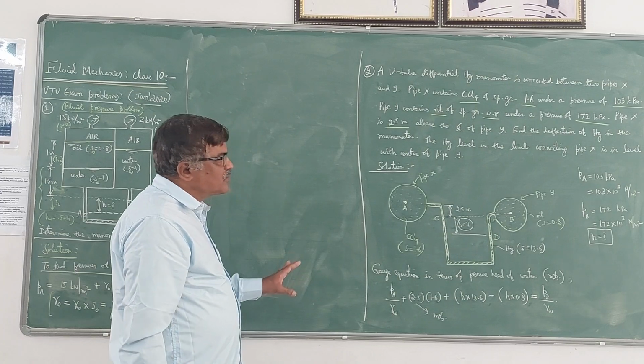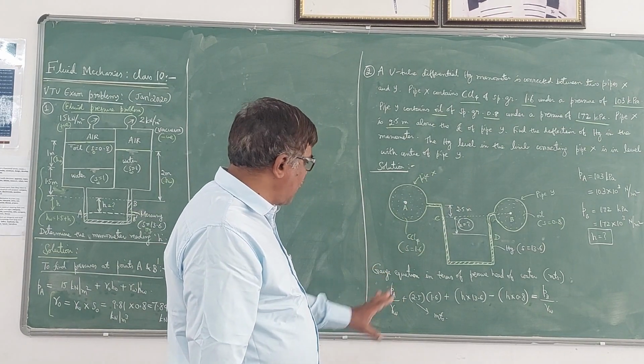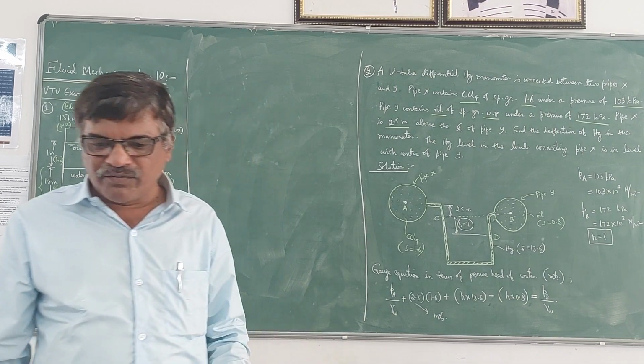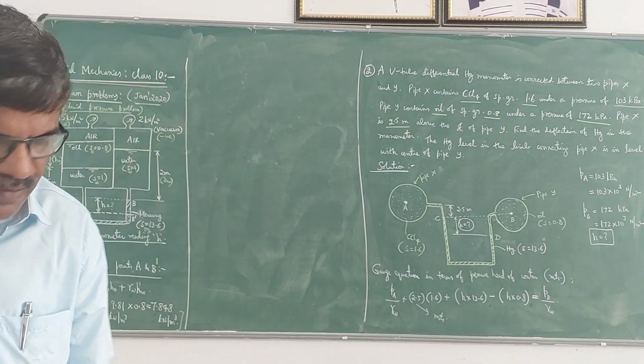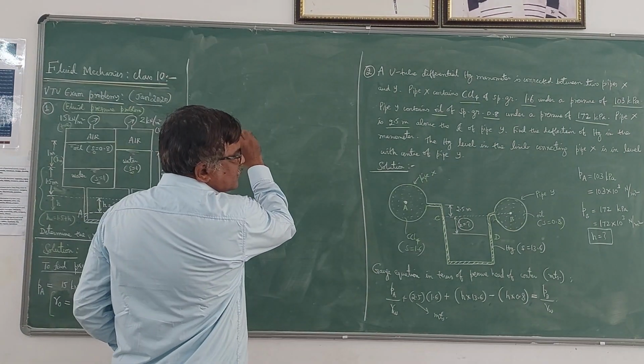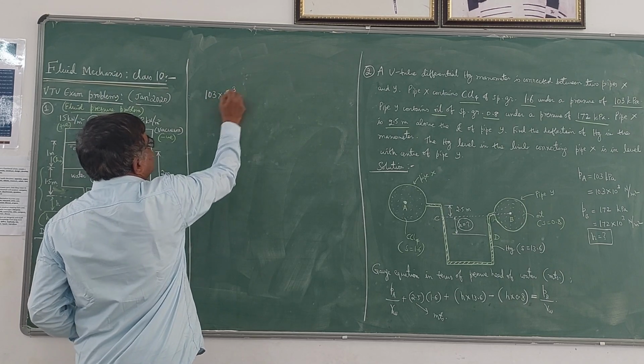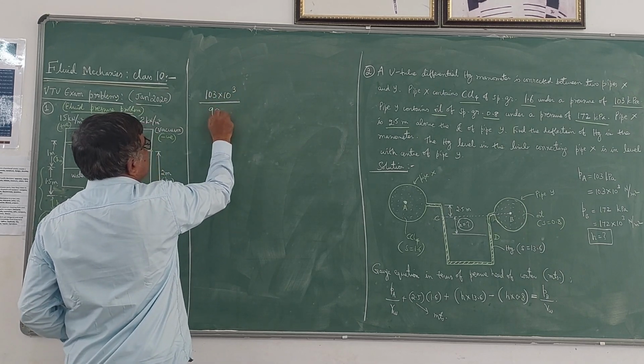Now the values of PA and PV are given in the problem. So substitute the values and simplify. If you substitute and simplify, you will get the equation like this. So I will now go on substituting. PA is 103 into 10 cube, of course in Newton per meter square, divided by gamma W, which is 9810.